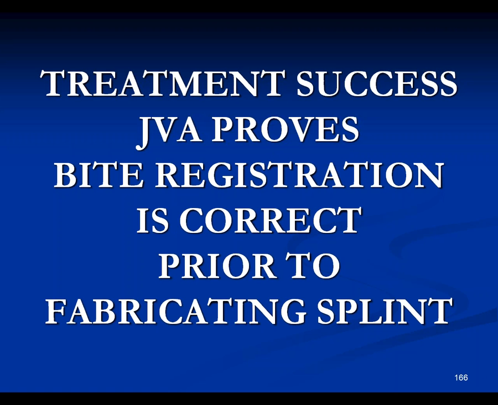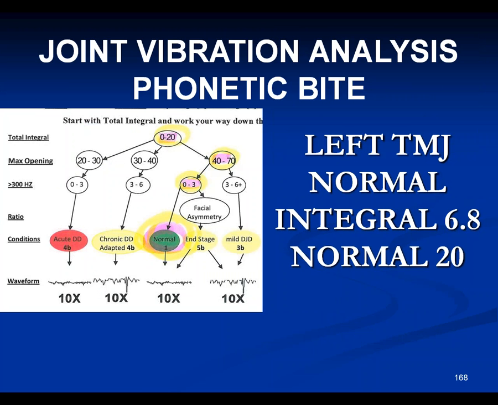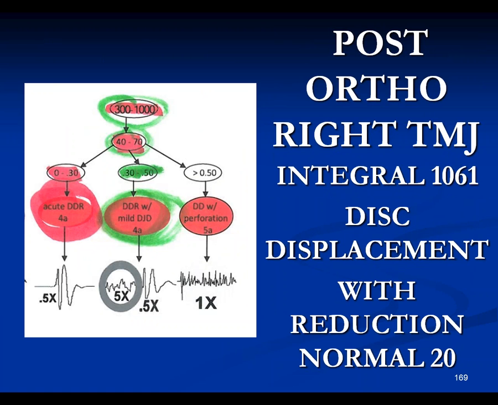Okay, so don't make the splint if she's still clicking. Make the splint in a position where she's not clicking, right? Remember, on the left temporomandibular joint, before treatment, biting up and down on her back teeth in central occlusion where the orthodontic clinician left her, she had a noise level of 782. When I did the bite and moved her jaw forward a little bit and opened the vertical, it went to 6.8, which is normal.